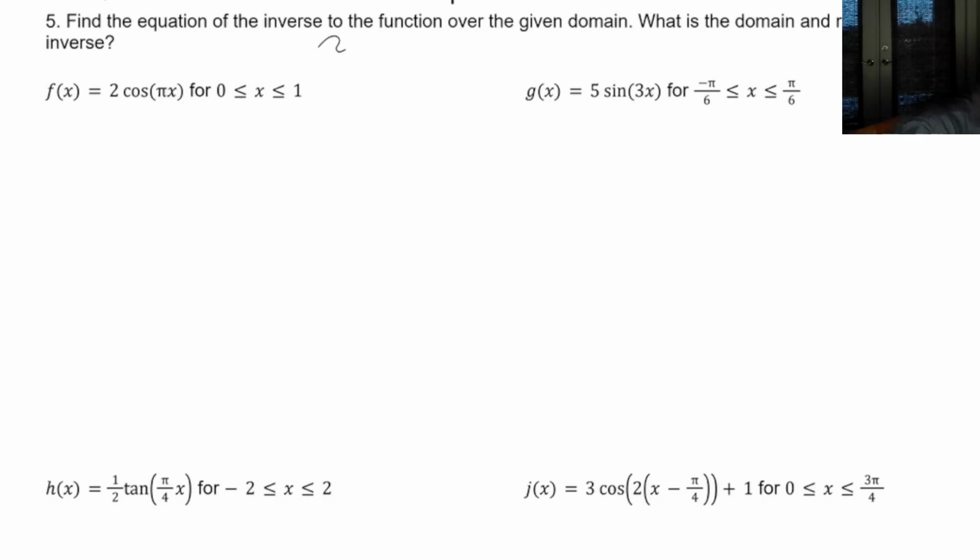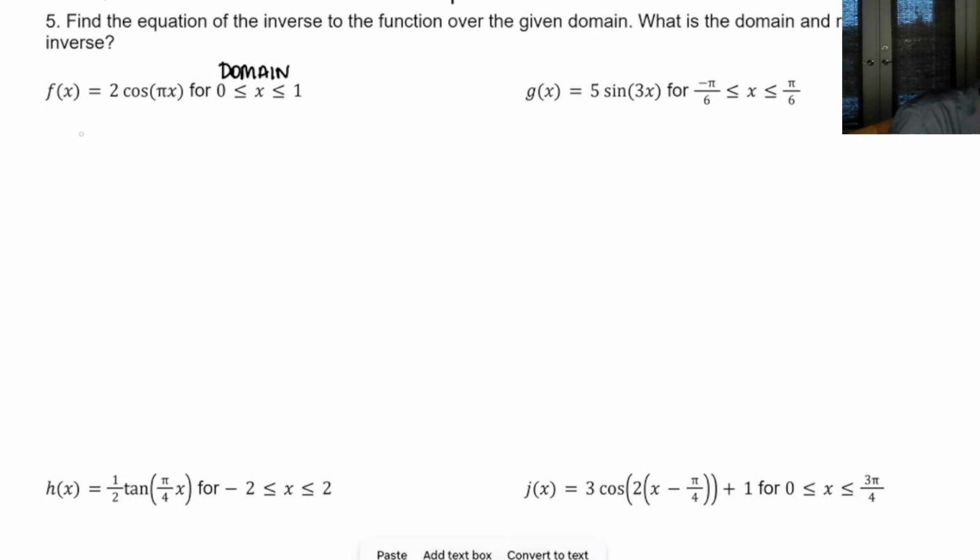So first, the domain of f is given to us: 0 to 1. Wait. Oh, no, because it's cosine of pi x. I see it now. Okay, great. I was really confused for a second. I don't like sine of 1 or cosine of 1, but this would be cosine of 1 pi. So the domain is going to be 0 to 1.